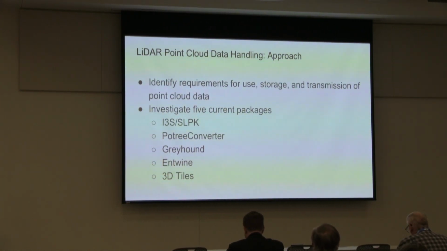So the 5 current packages that were investigated are listed here: I3S, CellPK, Tree Converter, Greyhound, and 3D Tiles. Now, one big point about this study is to help spatial data infrastructures make their own decisions about how to deal with point cloud data.